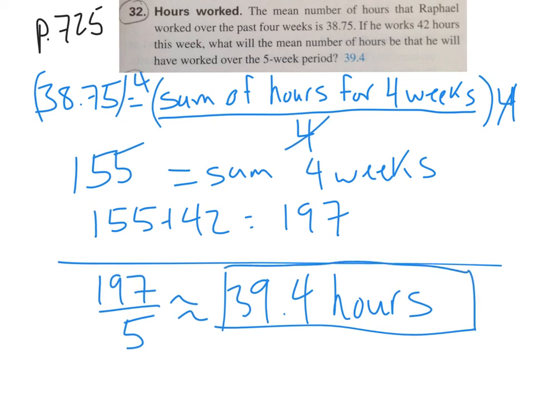So this problem is all about basically unpacking your mean, right? We have a mean for 4 weeks, but then we have 1 more week to add into it. So we take our mean, unpack it like we did in the beginning to figure out how many hours it was for those 4 weeks. Well, that was pretty easy. We just multiplied both sides by 4. We got 155. So that was the sum for 4 weeks, and then if we add on 1 more week, that 42, that'll give us the sum for 5 weeks. And then once you have that, you can just divide that by 5, and that is literally the average for 5 weeks, which we got 39.4.